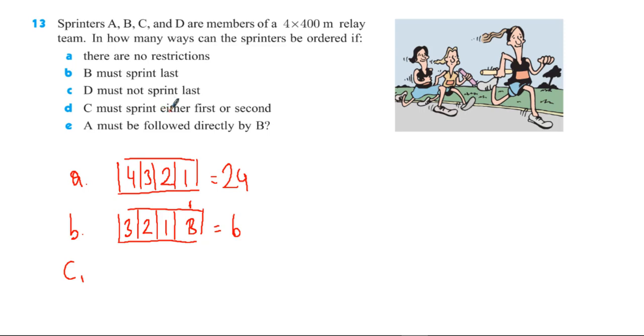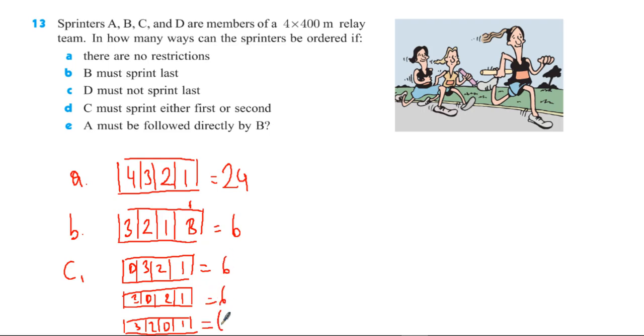C, D must not sprint last. How can we solve it? Let's say D is last, and then from the total 24, I will subtract. D must not be last, so D can be first, second, or third. We can solve it in different ways. Which one is easy for you? You can use it first. Let D be here first. I have 3 choices, 2 choices, 1 choice for the other guys. Then D is second, then D is third. Again, 3, 2, 1. So 6, 6, 6, in total 18.